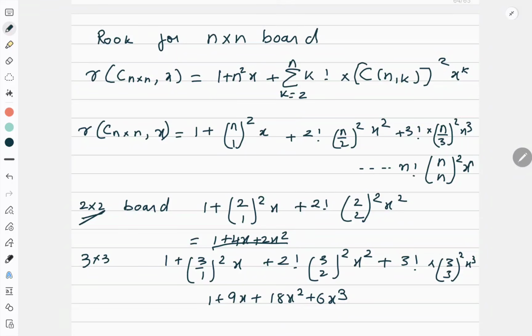So in my next video, I will cover 2 more methods to find the rook polynomial. One is the product method and one is the expansion formula.